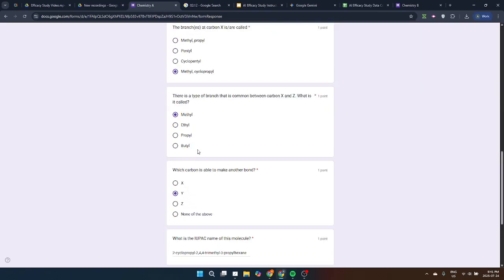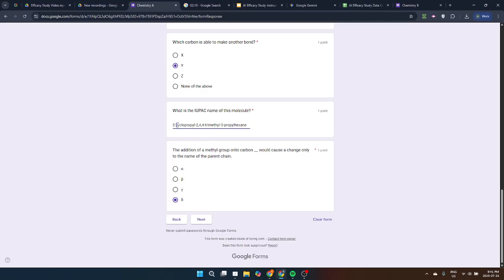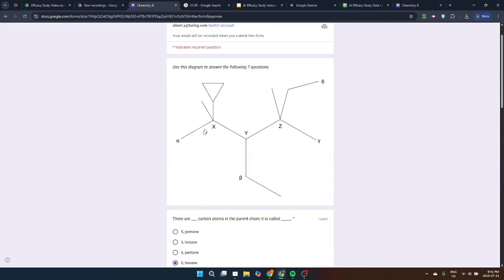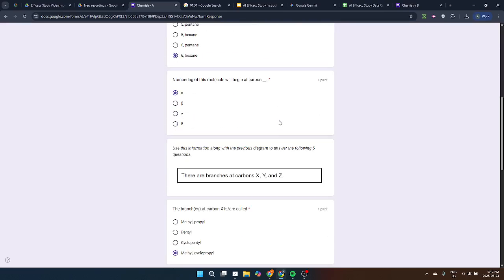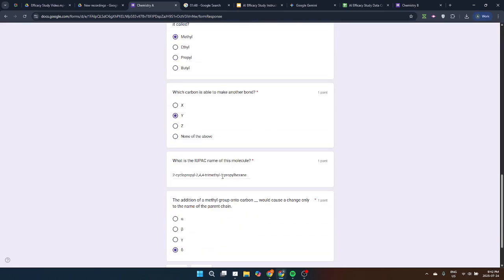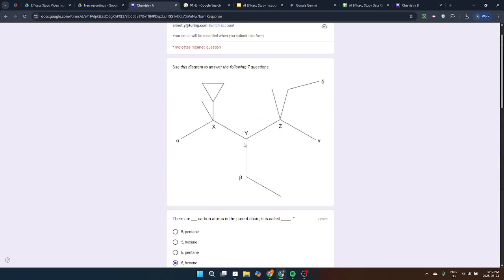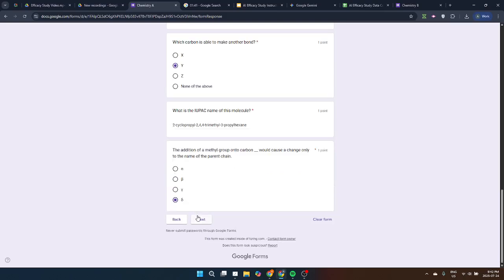2-cyclopropyl, because C is first. C is the third letter. We're not looking at the T, we're looking at the M here, right? So 2-cyclopropyl, 2,4,4 trimethyl. So 2, 3, 4, and 4. Trimethyl, yeah. Trimethyl 3 propylhexane. 1, 2, 3 propylhexane, yes. It looks right.